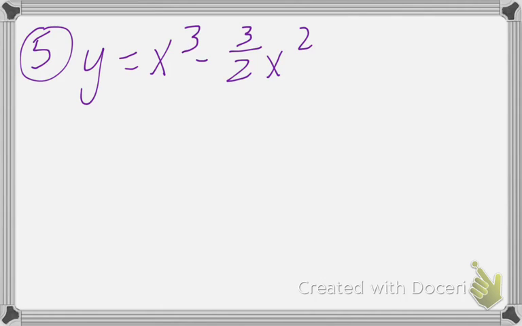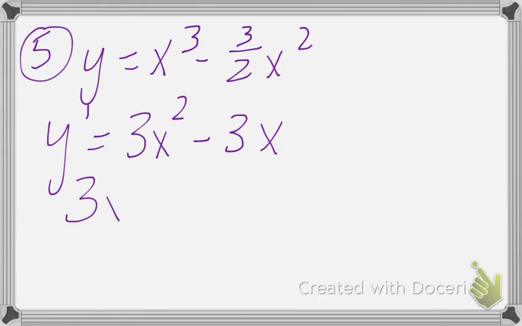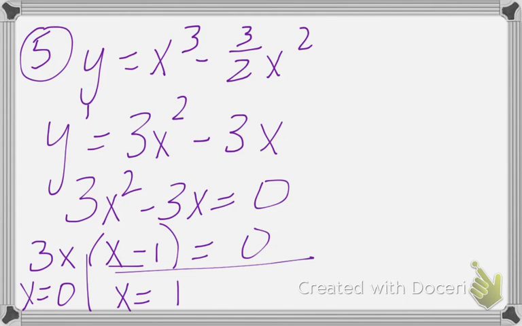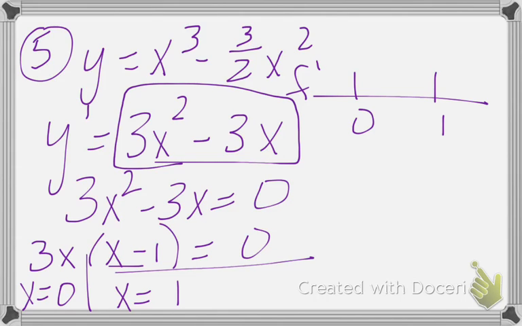Okay, this is number 5, and for number 5, we need to just find where it's increasing or decreasing. So first we'll find the derivative. Set that equal to 0. Factor out a 3x. We get x equals 0 and x equals 1. Make a wiggle graph. And we're going to be plugging into the first derivative because we're interested in increasing and decreasing.